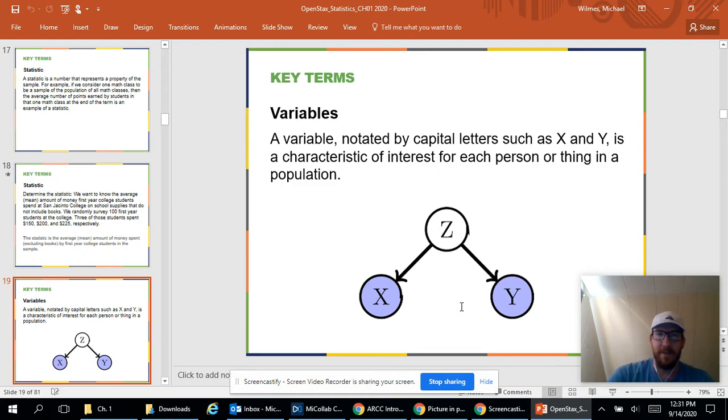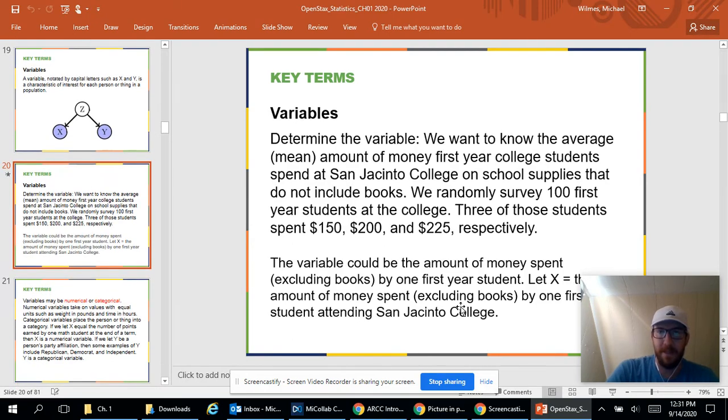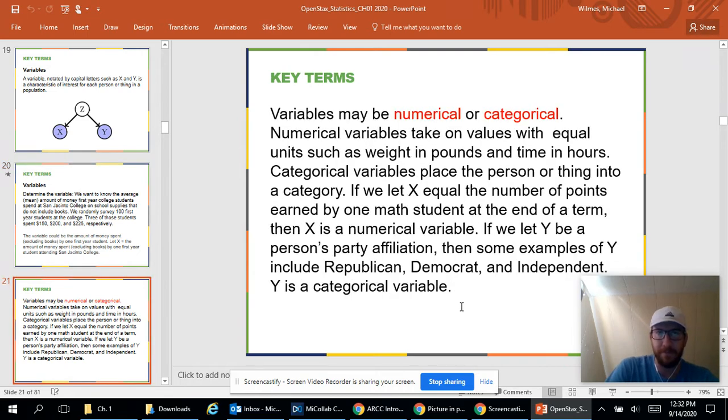Variables. So a variable is given by letters X, Y, and Z, or whatever else we want. It's a characteristic of interest for just one person in the population. So back to our SJC average amount of money spent example. The variable could be the amount of money spent by one first-year student. And we could let X represent that person, and maybe let Y represent another person, and so on. So variable, just that one person.